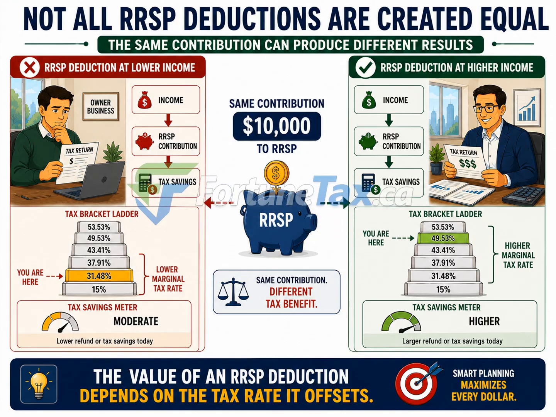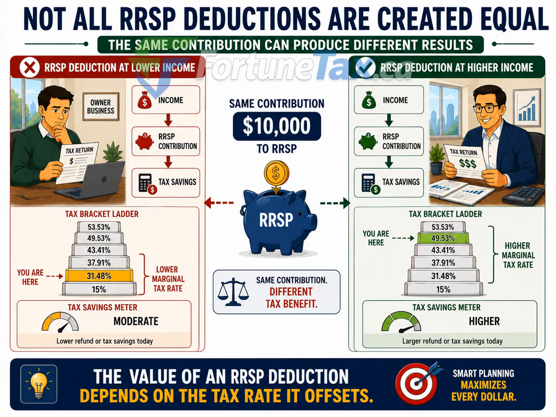Nothing changed about the contribution amount. The only thing that changed was the tax bracket. And that is the key lesson of this slide. The value of an RRSP deduction depends on the tax rate it offsets. This idea is one of the reasons why experienced advisors think differently about RRSP planning. Many people focus only on making contributions. Professional advisors focus on maximizing the value of the deduction.